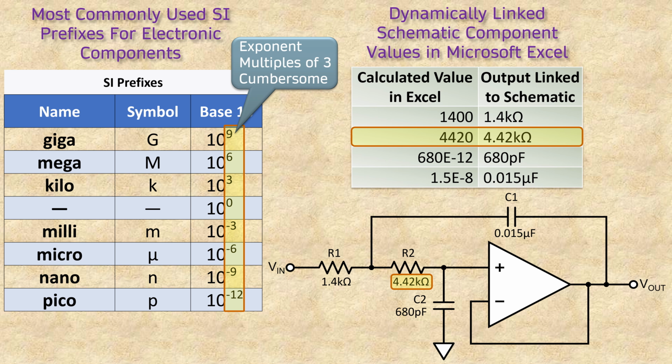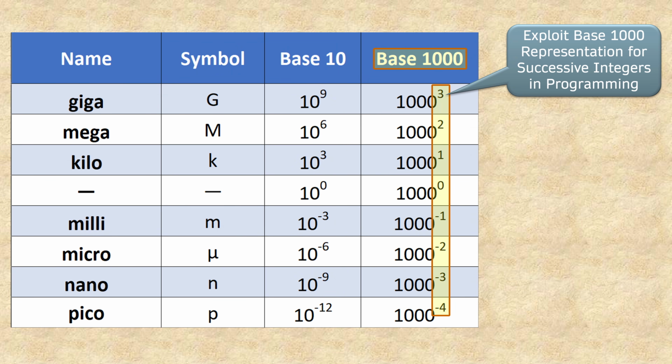Exponent multiples of 3 are cumbersome to deal with in a software algorithm. There's a better way instead of using base 10. We exploit the use of the base 1000 representation of the number. The exponents will be successive integers that can easily be used for programming.